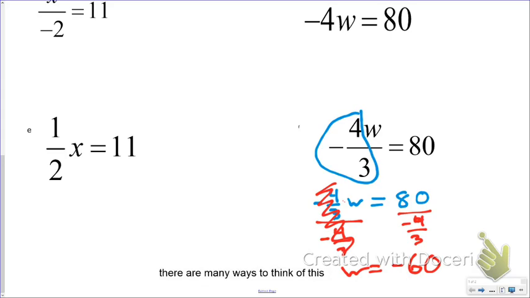There's lots of different ways to think about solving for variables with multiplication and division, especially when dealing with fractions. I'd show you more, but this video is already running a bit long, so we'll pause here, and then maybe I'll make an additional video if you want to see other ways to think of it.